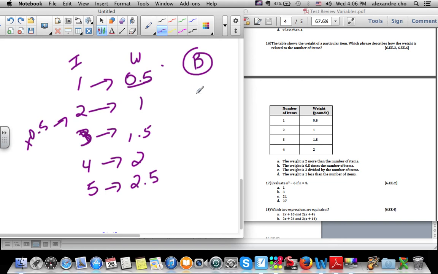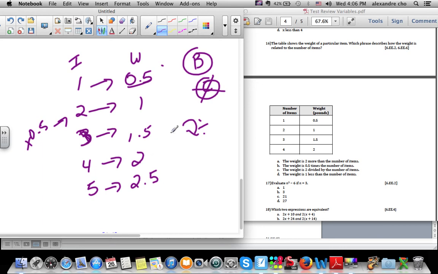The weight, C, is divided by the number of items. No. The weight is 2 divided by the number. No, it's not. Because if you have 2 and you divide by 2, you get 1. Well, that works for that. If you have 3 and you divide by 2, well, actually, this one, I'm sorry. There's 2 choices, B and C. The weight is 2 divided by the number of items. No, it's not. Sorry.